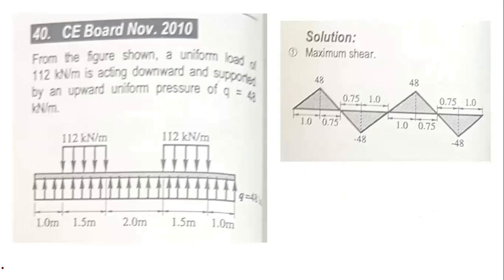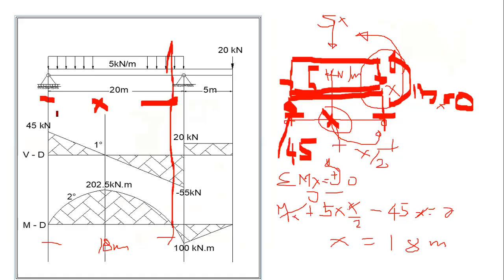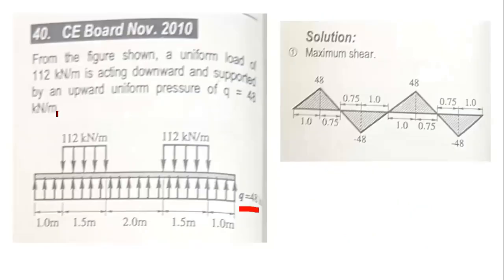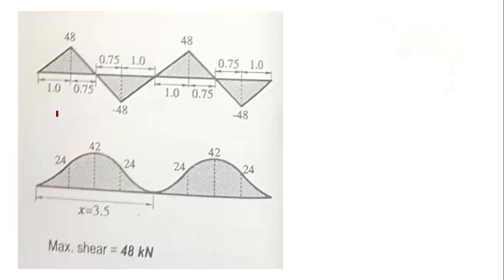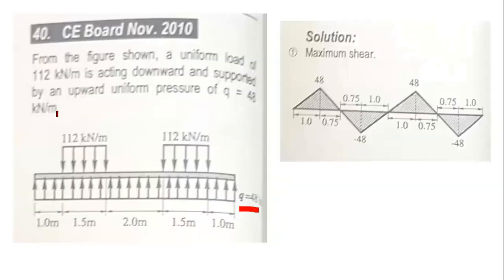From the figure shown, you have here a uniform load of 112 kilonewton per meter acting downward and supported by an upward uniform load, which is 48 kilonewton per meter. These are the distances. What's the question? The first question is maximum shear, and then also the moment. Hindi ko lang nailagay yung question. So first is to compute the maximum shear.